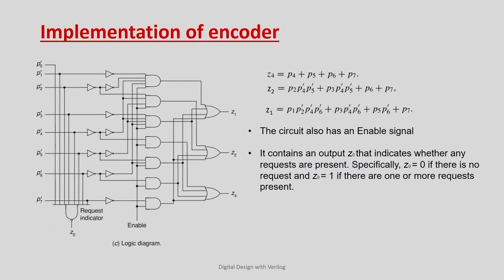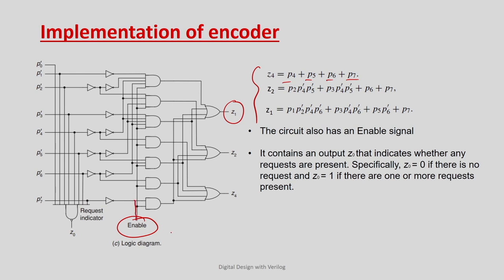Before moving to the next topic, there are two more things I am doing here. One is that I am just adding enable. You can see here this implementation corresponding to these three equations, so you can just look into this. This is corresponding to Z1, where I am connecting this P4, P5, P6 and P7. You can just cross check. It is properly connected. I just add an enable here.